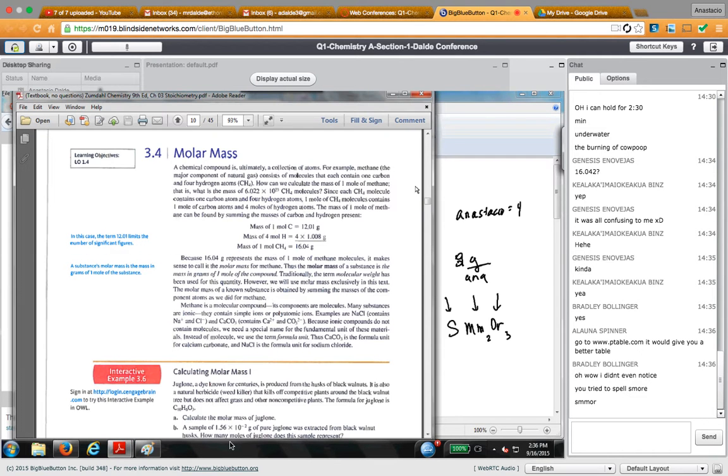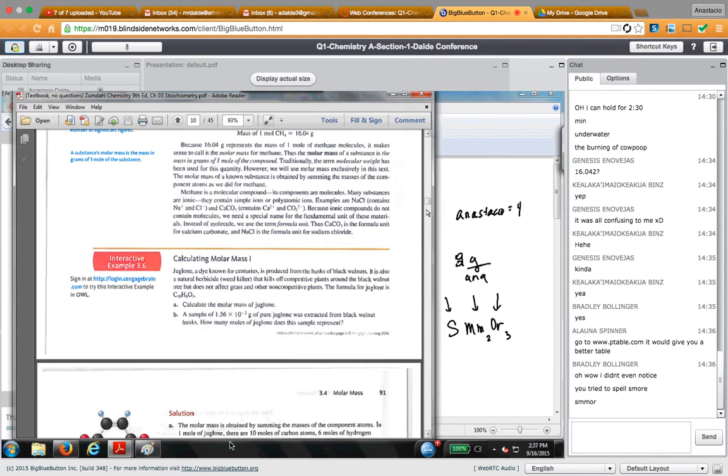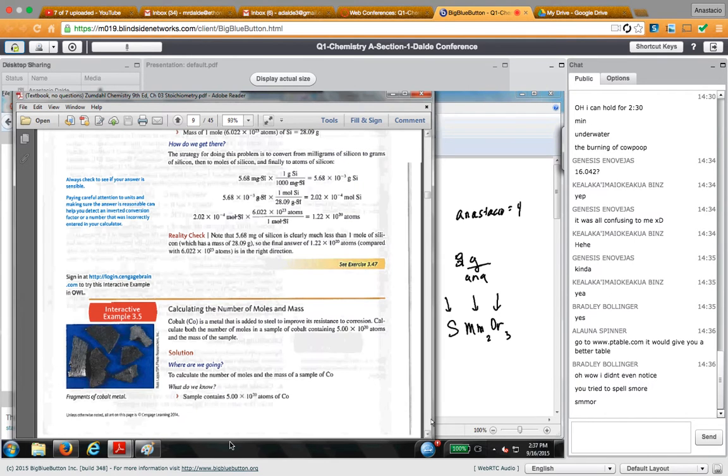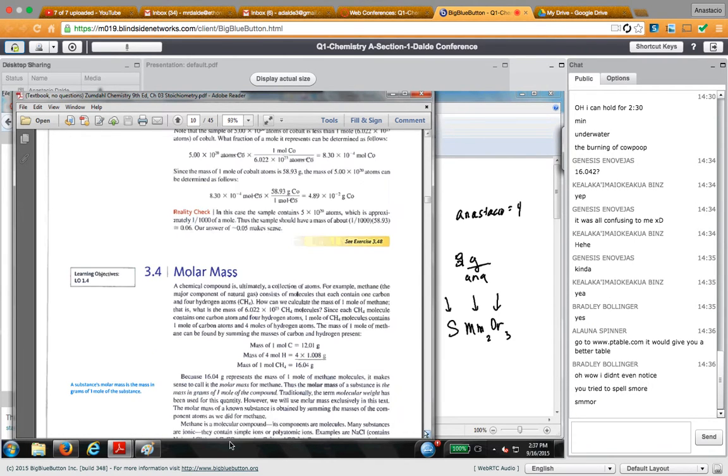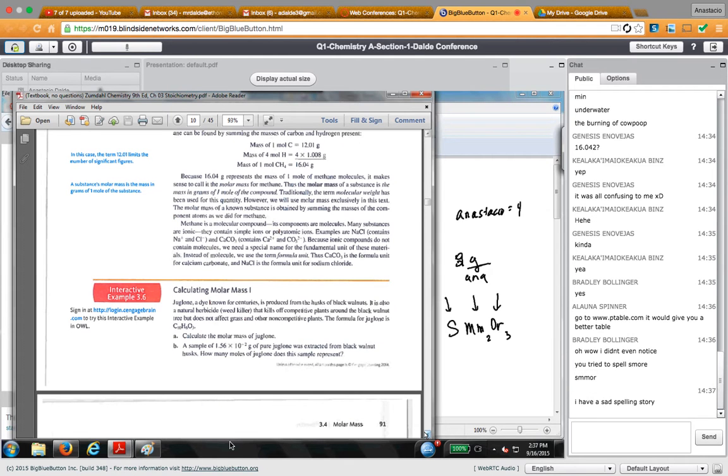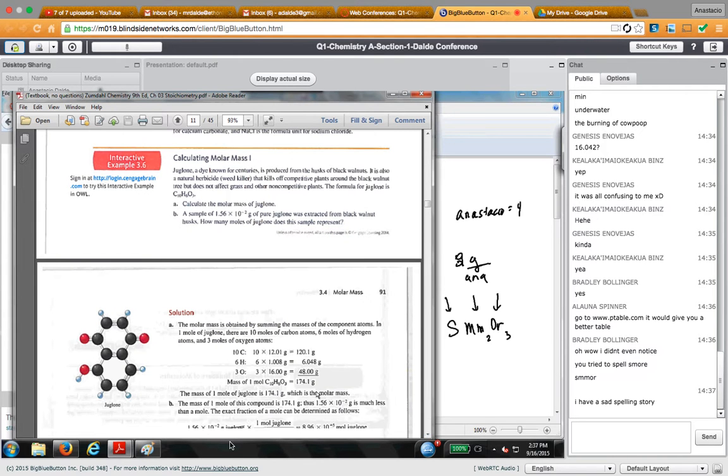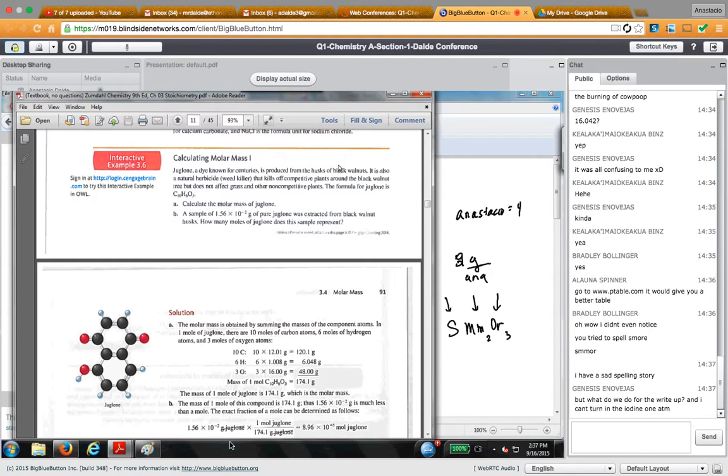So actually, yeah, I'll help you out with your lab now because the point of me doing the lab was to get you folks to start thinking in terms of this. This is how you start thinking about it, and this is why I did the s'mores lab with you, so that I can teach you the molar mass stuff. All right, calculate the molar mass of Juglone.